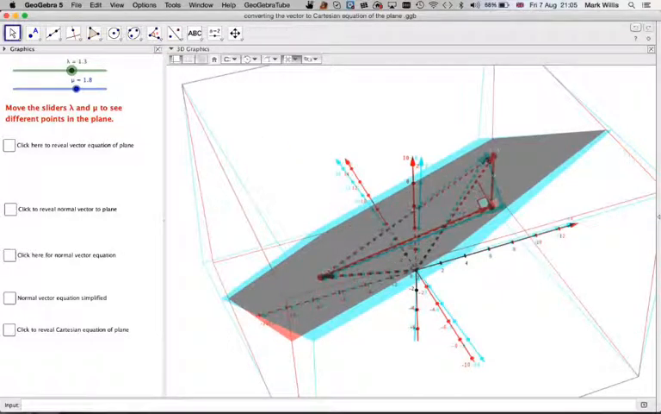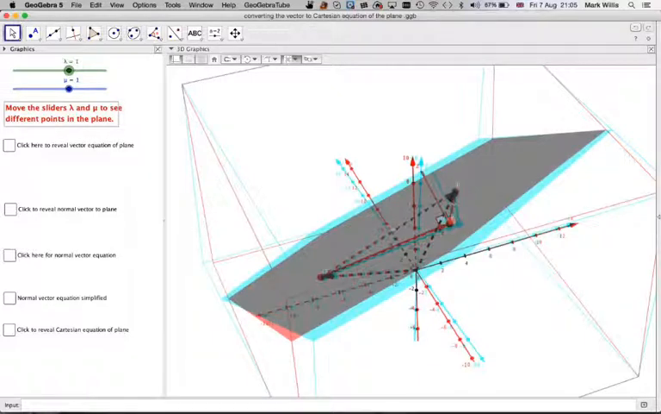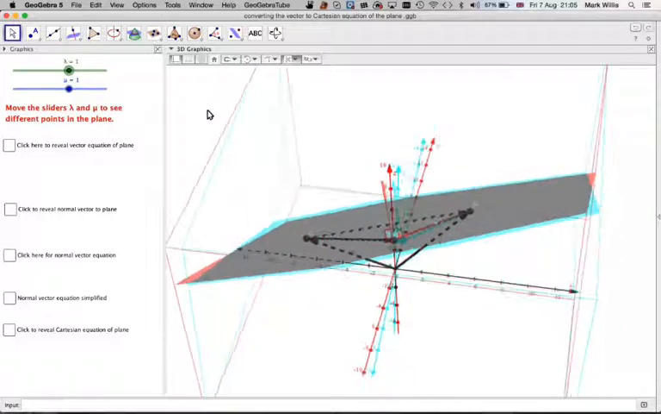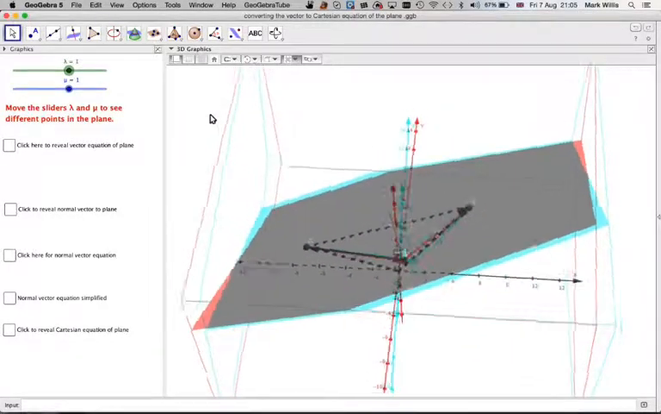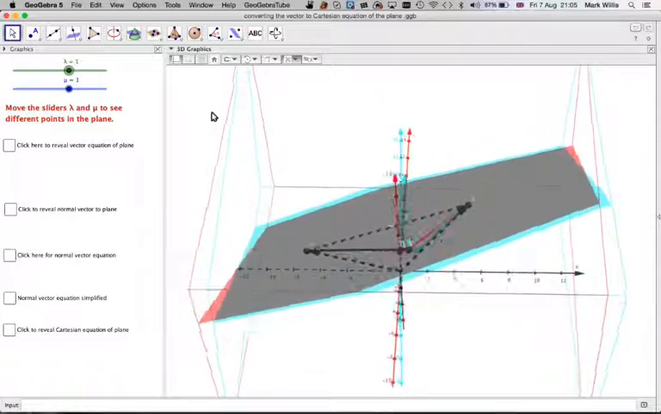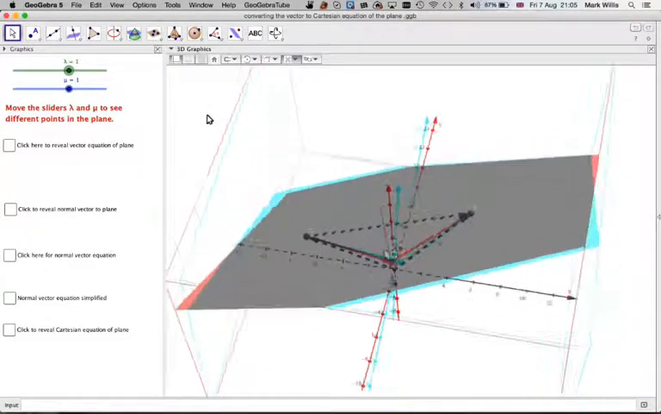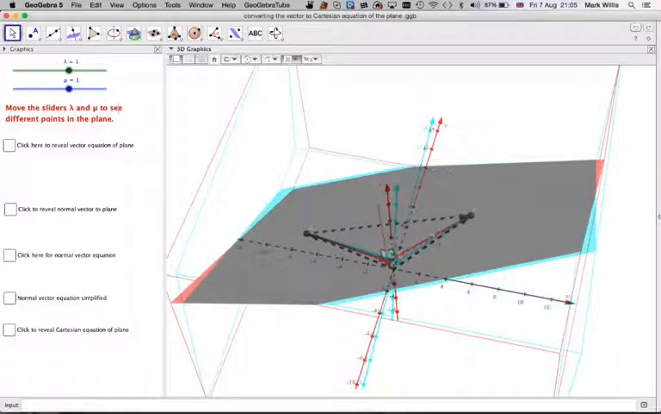Now, in order to write it in Cartesian form, we need to first of all write it in the normal vector form. So let's just put these back at 1 and 1. Alright, and what you will notice here at this particular point is that there is another vector which is normal to the plane, and it's normal to AP and AR. Let's just click this here.